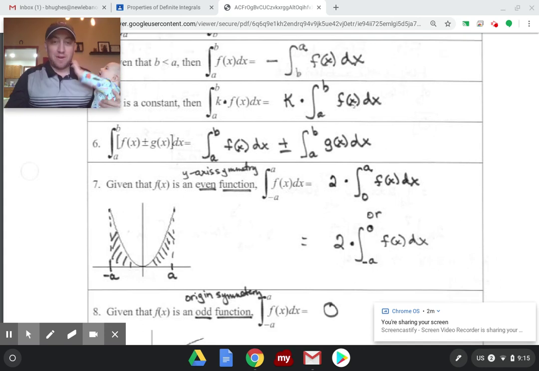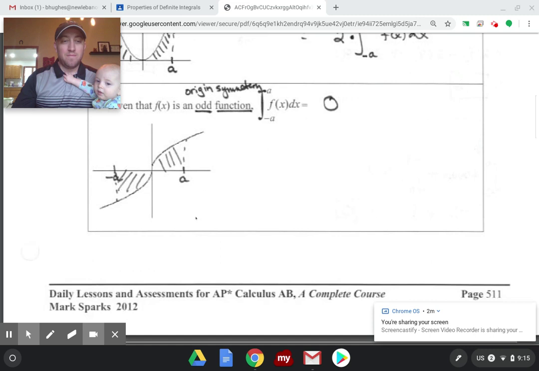Number 7 is talking about an even function. An even function has special properties with y-axis symmetry. So if I know the integral from 0 to a is a certain value, if we reflect that across the y-axis, we know that we're going to have double that area going from negative a to a.